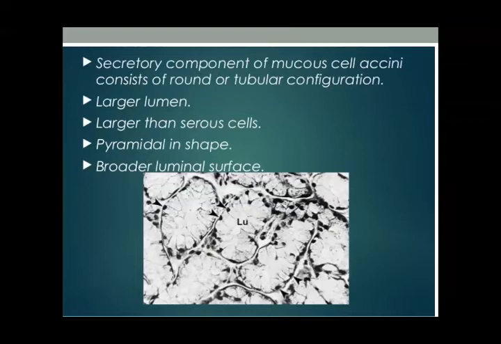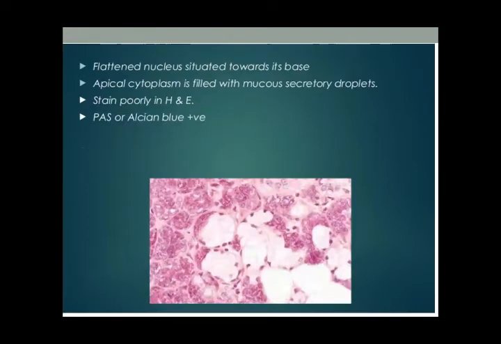Secretory component of mucous cells consists of tubular configuration, larger lumen, larger than serous cells, pyramidal in shape, broader luminal surface. Secretory nucleus is situated towards its base. Apical cytoplasm is filled with the mucous secretory droplets, stains poorly in hematoxylin and eosin, periodic acid Schiff and Alcian blue positive.